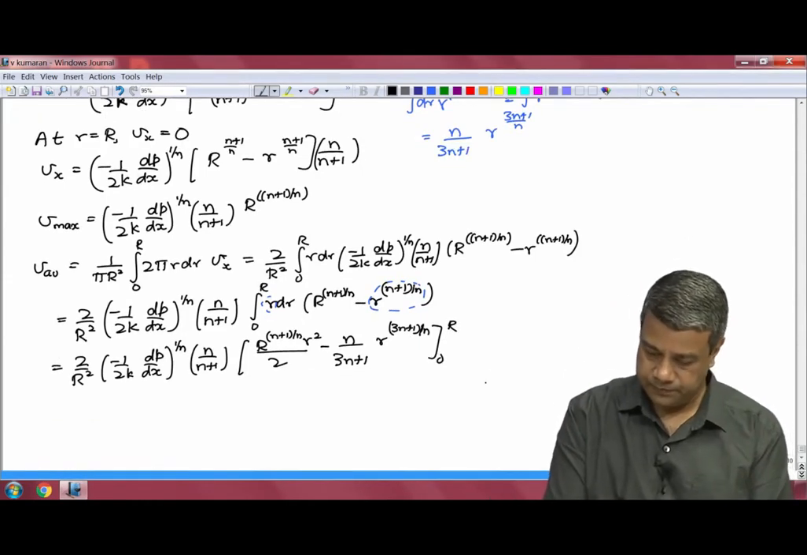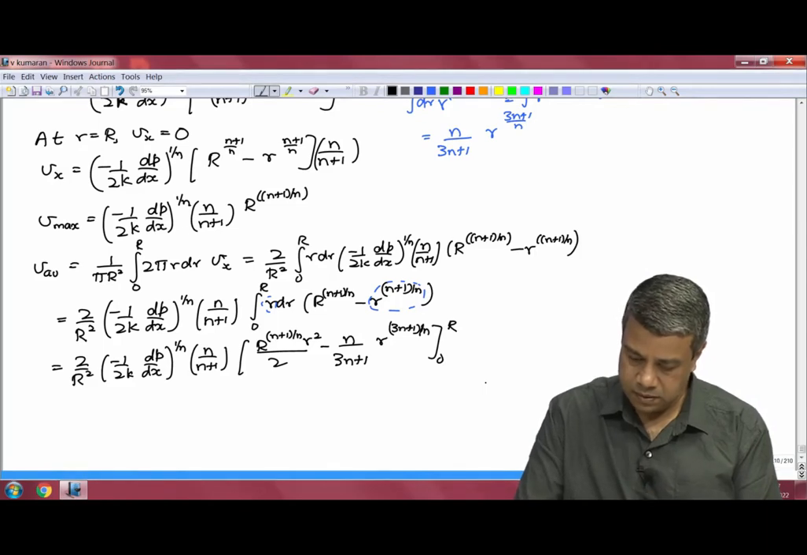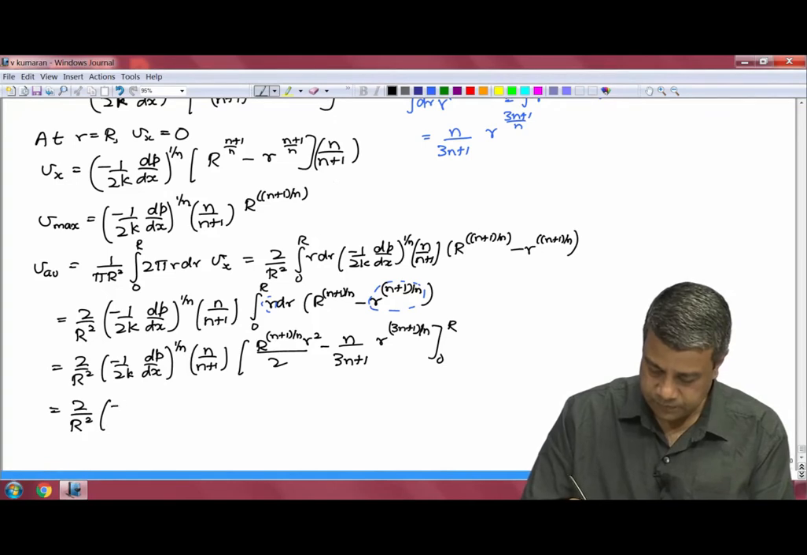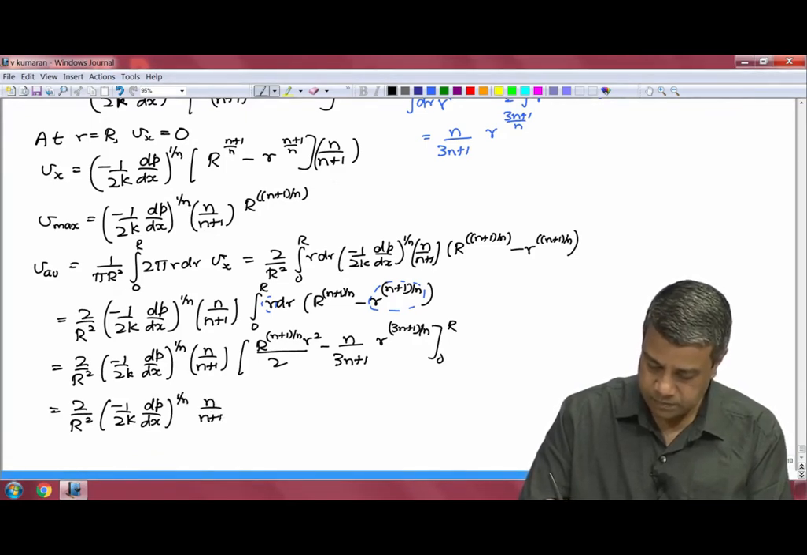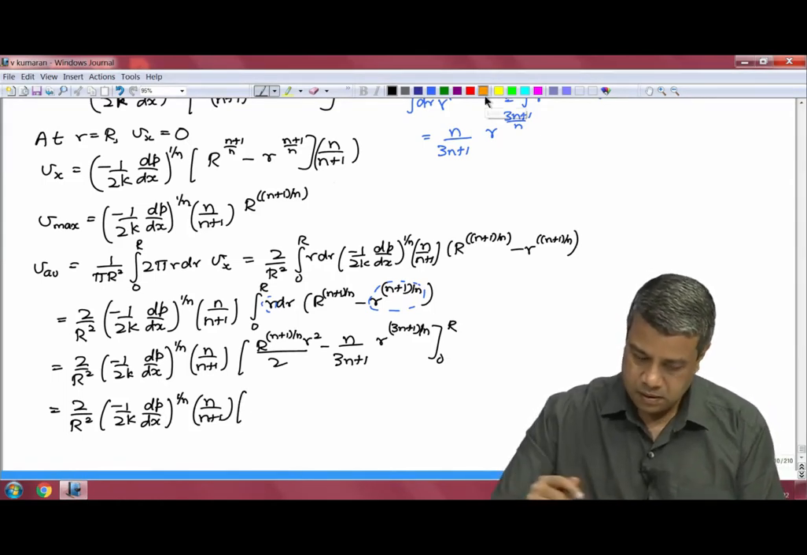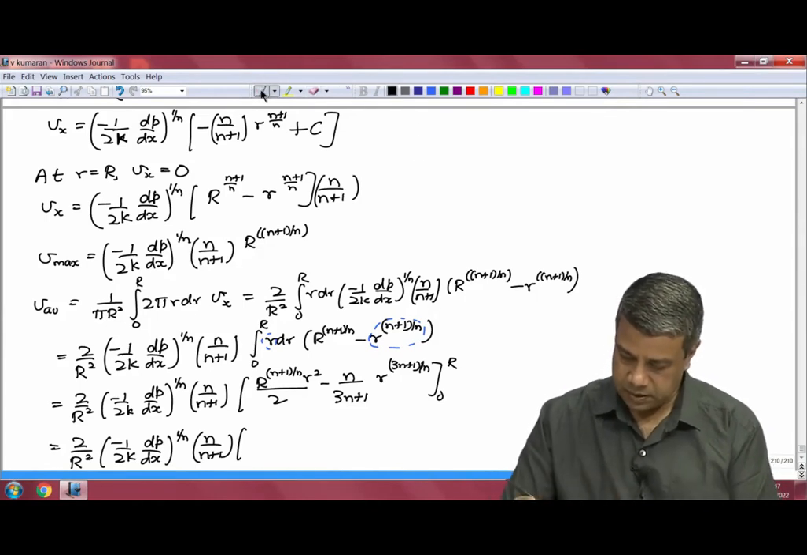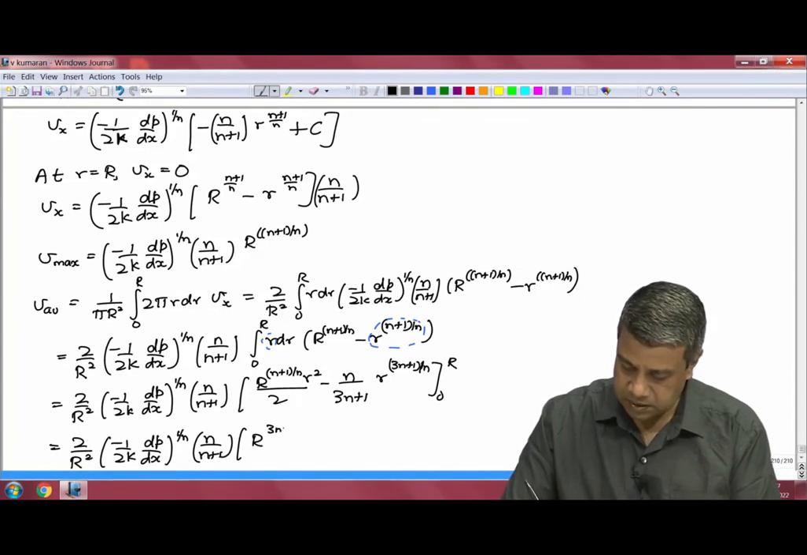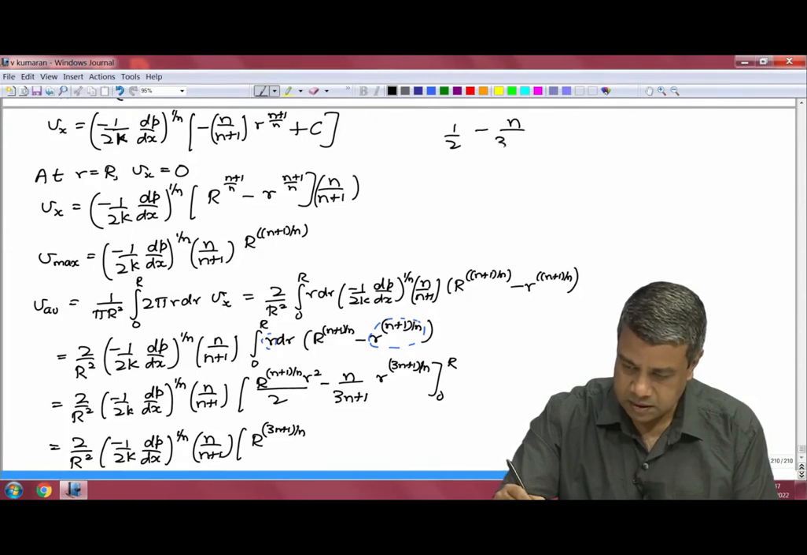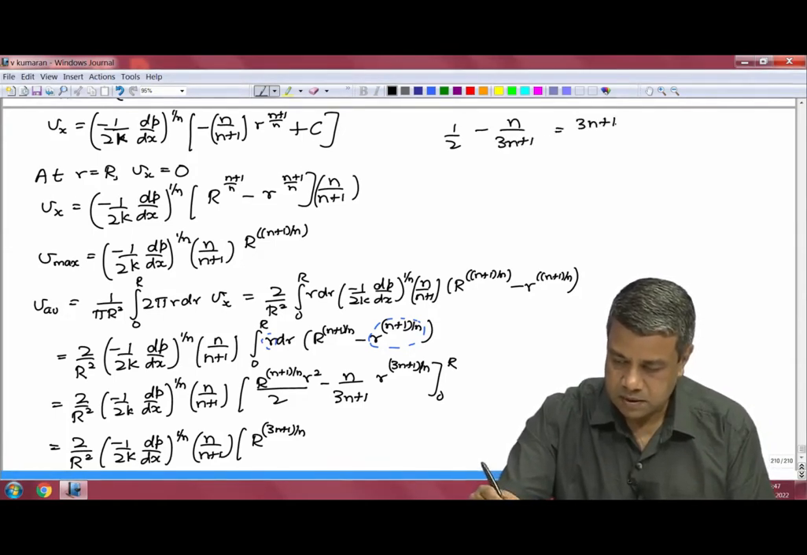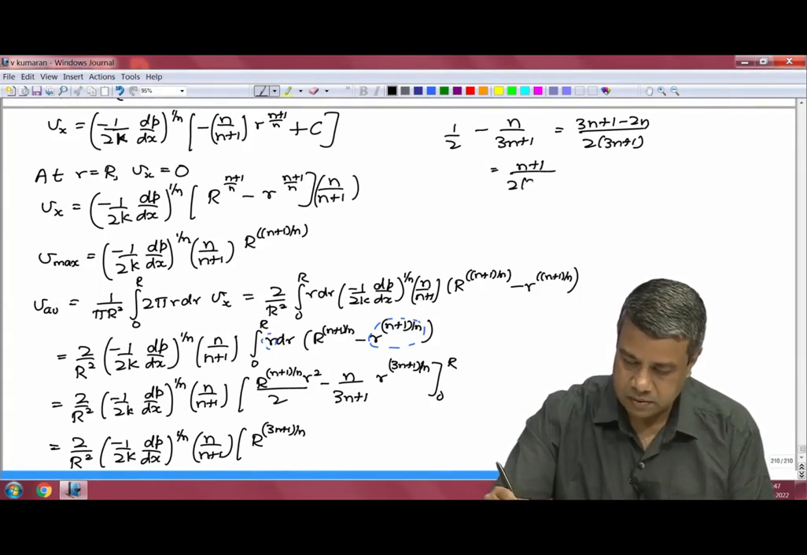in 0 and r. Okay. So, this will be equal to 2 by r square times, you can see both of these terms have the form r power 3n plus 1 by n, okay, times 1 by 2 minus n by 3n plus 1, which is equal to 3n plus 1 minus 2n by 2 into 3n plus 1, which is equal to n plus 1 by 2 into 3n plus 1.